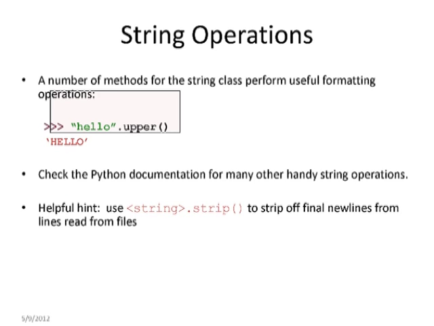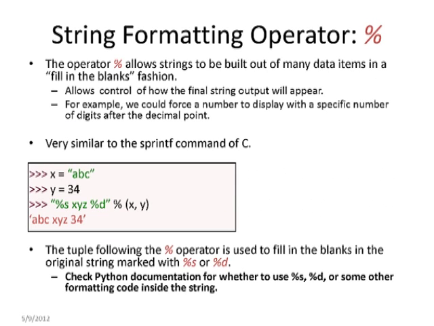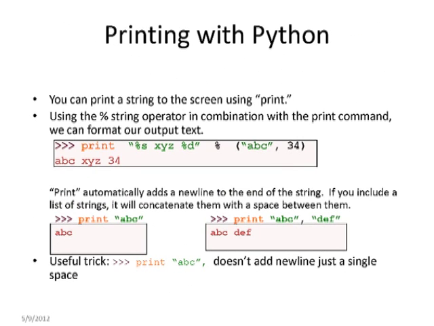Same with string operations, there is upper which will convert to upper case. There is a strip function which will strip off all the new lines. The percentage operator which we use in C language, percent %d, percent %s, etc. for string and integer, can be used here also. And also, to avoid the new line, you can give a comma.